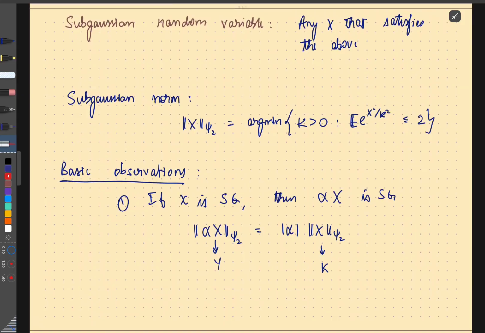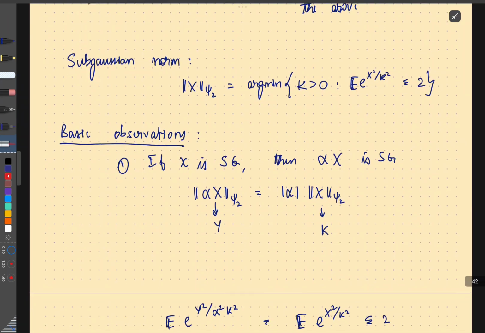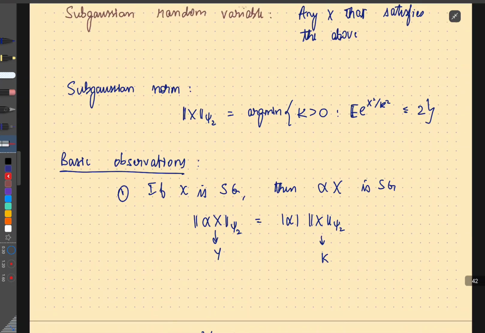And we made some very basic observations about Subgaussian random variables and the Subgaussian norm. We saw that if x is a Subgaussian random variable, then alpha times x, for any real number alpha, is also a Subgaussian random variable. And the Subgaussian norm of alpha times x is just mod alpha times the Subgaussian norm of x. Okay?